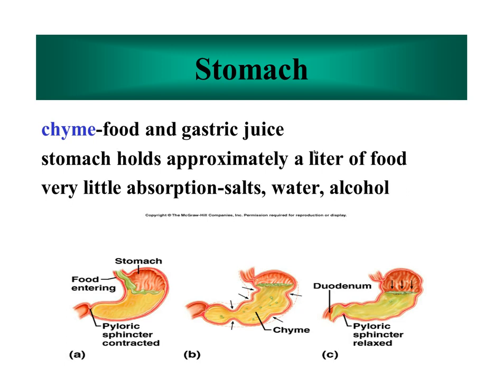The stomach holds approximately 1 liter of fluid, or chyme, and very little absorption occurs in the stomach. It's a processing place. Some salts, water, and alcohol are absorbed in the stomach. Pretty much everything else is absorbed in the small intestines.